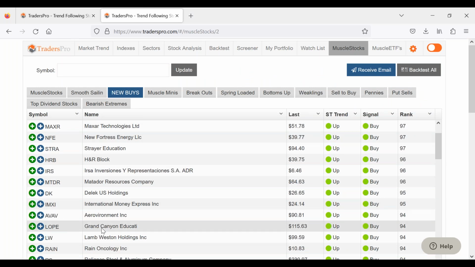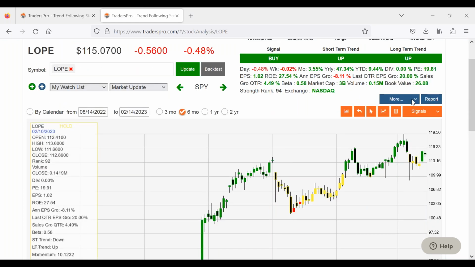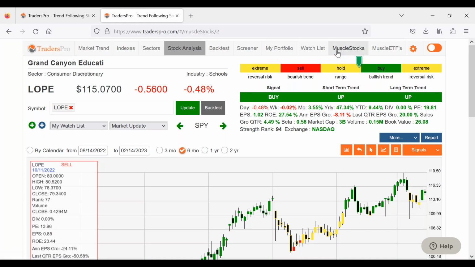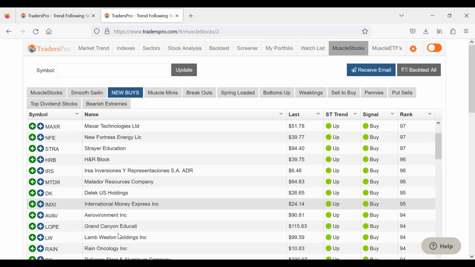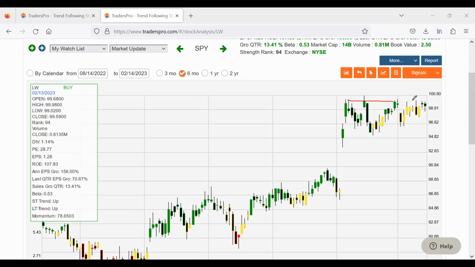Another one on the list, Grand Canyon Education, LOPE, 94 strength rank. Now, this is one where you want to watch that trend line right there. It's right at it. If it dips below it, that would not be good. But overall, the trend is still up. A little bit of a trend range through here you can kind of follow. Kind of a flag or pennant pattern right here.